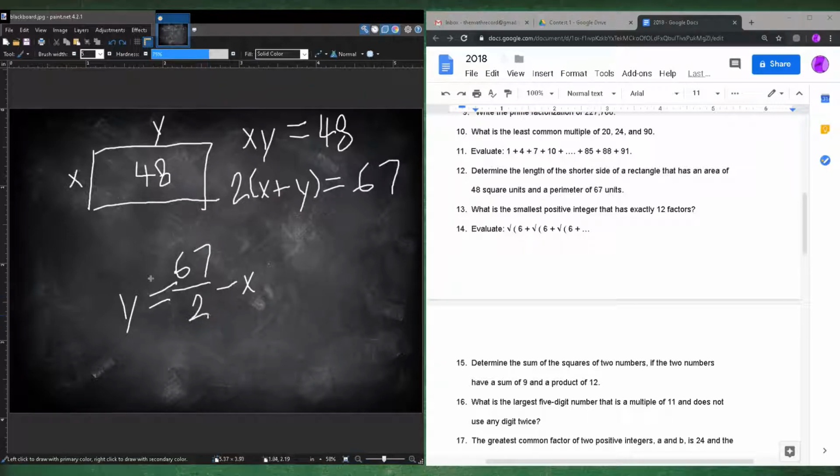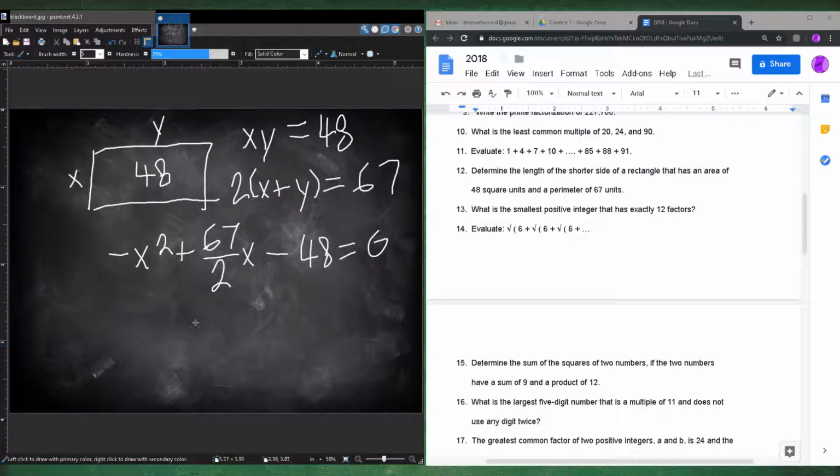Okay, let's just rewrite this at the top with that new equation. So we get negative x squared plus 67 all over 2x, and then that was equal to 48, right? So you have to minus that 48. So then you get 0 on both sides. Now, usually what I do is I like to get all the decimals out, and I want to get this term positive. So I'm just going to multiply this entire thing by negative 2. So this will get 2x squared, right? And then minus 67x, and this is plus 96 now, which equals 0.